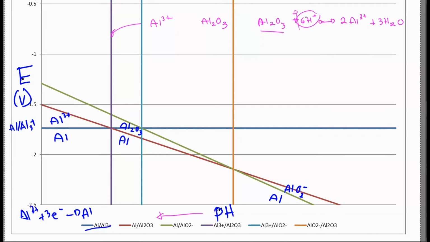If we increase the H+ concentration, the system will compensate by creating more of the product side, consuming this and increasing this. So increasing the H+ concentration means going to a lower pH, producing more Al3+. So Al3+ would be on this side and Al2O3 would be on the right side. For these vertical lines, we can just remember that if a species is on the same side as the hydrogen ion, it would be to the right. In this case, this line is Al3+ and AlO2 minus. AlO2 minus is with the hydrogen ion side. Here is AlO2 minus, here is Al3+. And for this one, this is AlO2 minus and Al2O3.